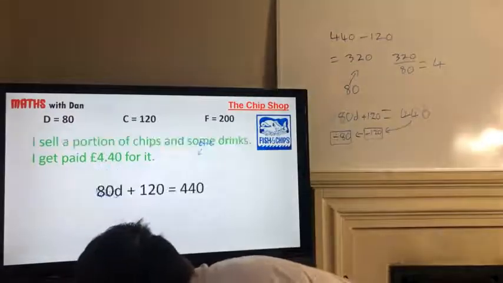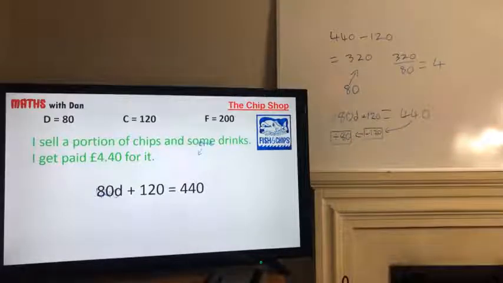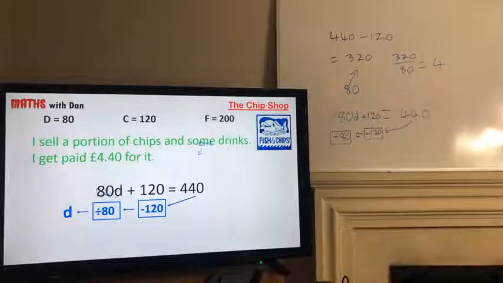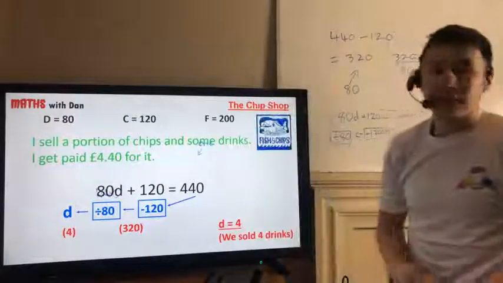I'll just show you what I mean here. So there's our equation. So the first thing I did was I took away my 120. We then divided by 80, and you end up with D, which is the number of drinks you bought. So we end up with 320, then we look at how many 8s go into 32, which is 4, so it's going to be 4 drinks. So we know we've sold 4 drinks in this order.